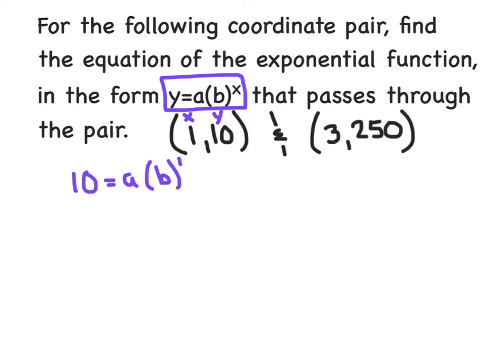And that's all I could do with this. So I'm going to set it on the back burner and just let it chill for a little bit. And I'm going to use my other ordered pair, substitute the 3 for x and the 250 for y. And now 250 equals a times b raised to the third power.